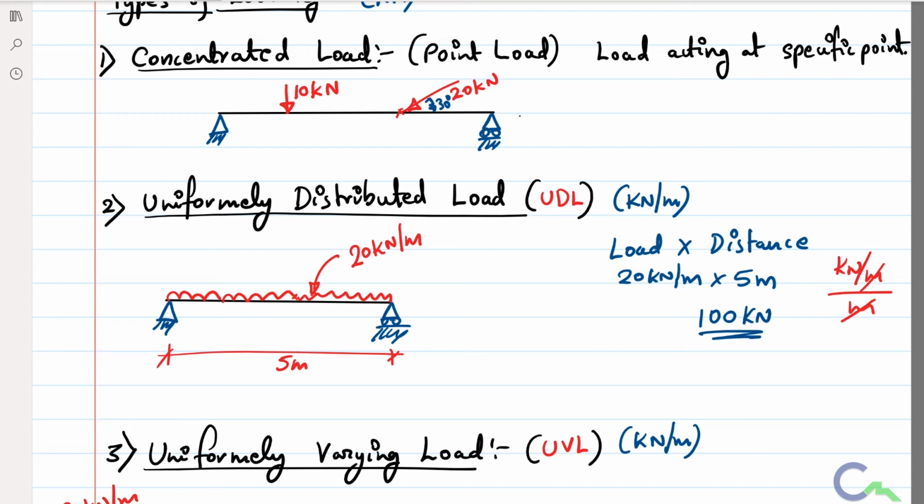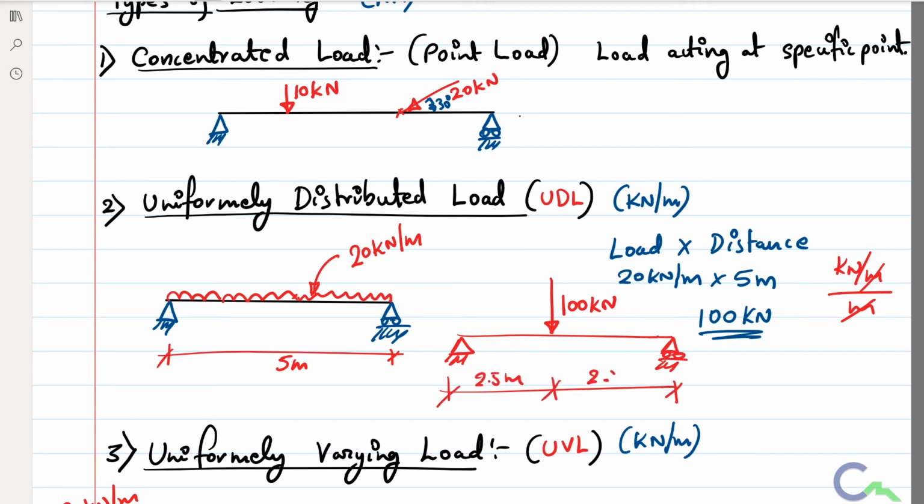If I want to show it in the beam, instead of UDL as a point load, I can show it like this. The value we just calculated is 100 kilonewton. The question is where it is going to act. If the span of the UDL is 5 meter, then it is going to act at half of the span, or the middle of the span.